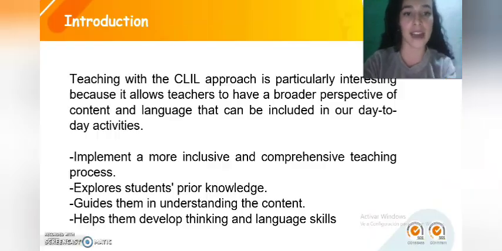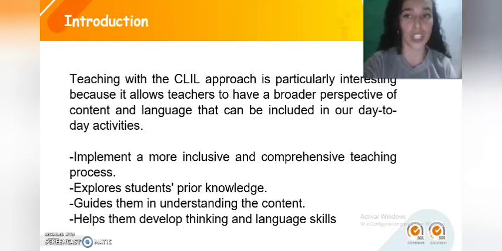So, let's start. Teaching with the CLIL approach is particularly interesting because it allows teachers to have a broader perspective of content and language that can be included in our day-to-day activities. This approach allows us to implement a more inclusive and comprehensive process of teaching. It is excellent for exploring students' prior knowledge, guiding them in interesting content, and helping them develop thinking and language skills. The CLIL approach is based on 4 principles.